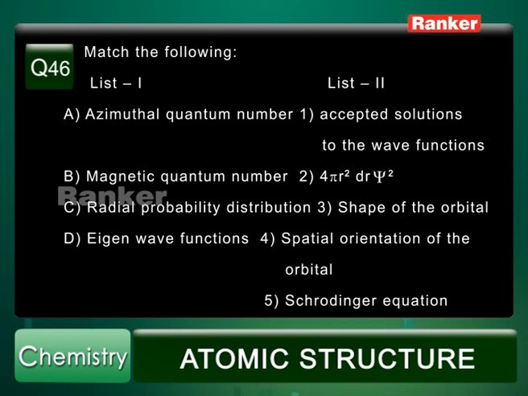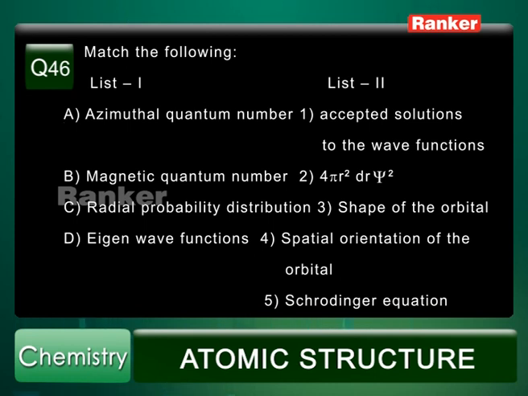In this, on the left side, it is given about the quantum numbers and wave functions. On the right side, their corresponding characteristics are given. Azimuthal quantum number relates to the shape of the orbital. So A must be correlated with the shape of the orbital. A must be 3. Magnetic quantum number is related to spatial orientation. So B must be 4.